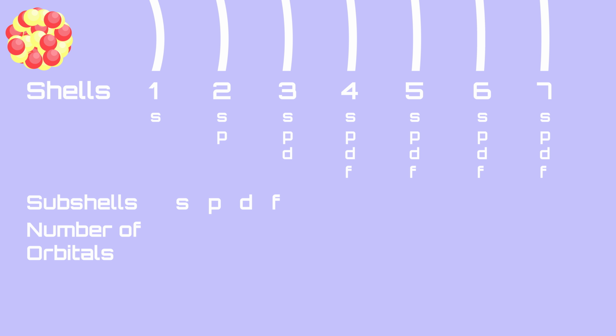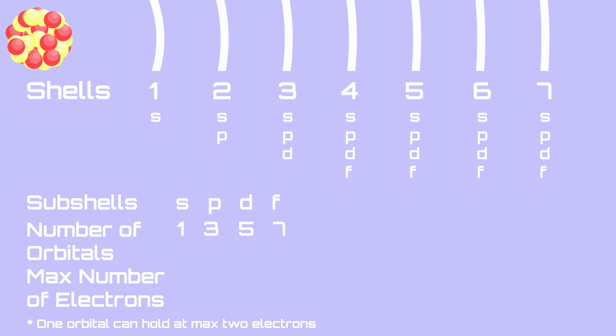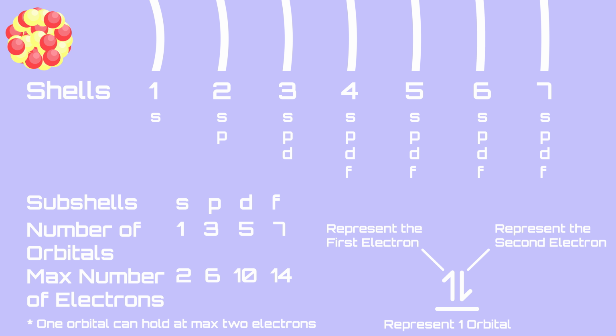All subshells have different numbers of orbitals, a region of space where electrons are present around the nucleus. The s subshell has one orbital, p 3, d 5, and the f subshell has 7 orbitals. One orbital can hold at most 2 electrons, thus the s subshell can hold at most 2 electrons because it has 1 orbital. p can hold 6, d 10, f can hold at most 14 electrons. While showing electrons on orbitals, a basic line represents 1 orbital, and an arrowhead line represents 1 electron.